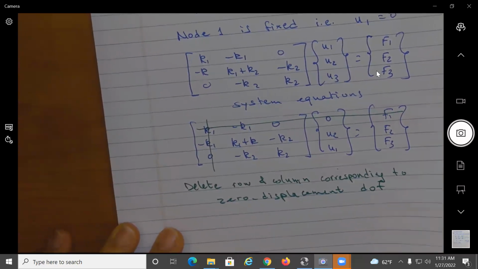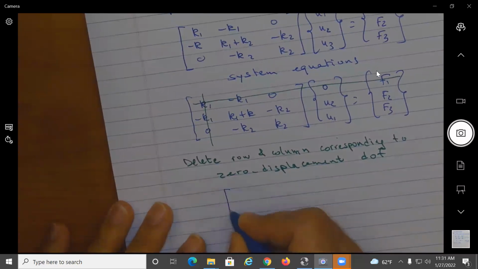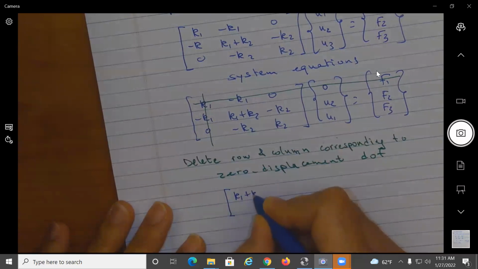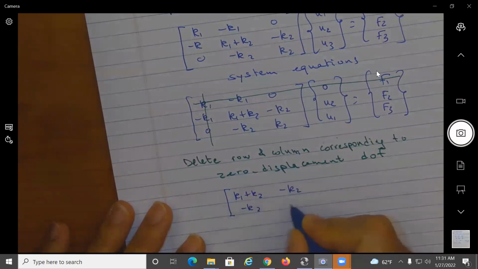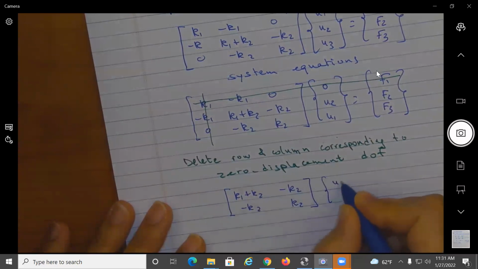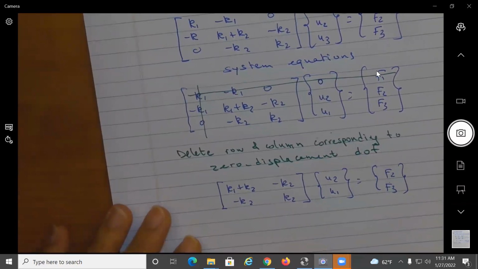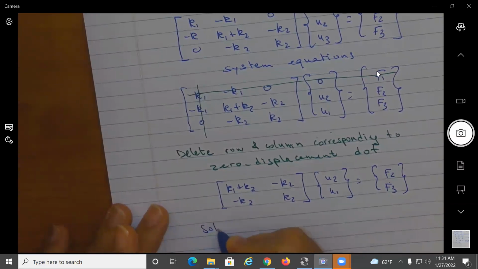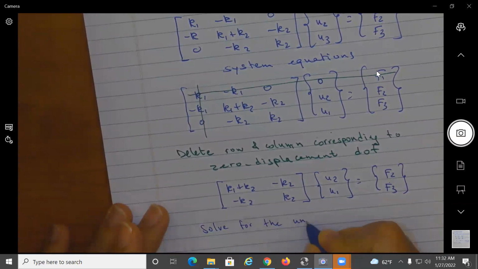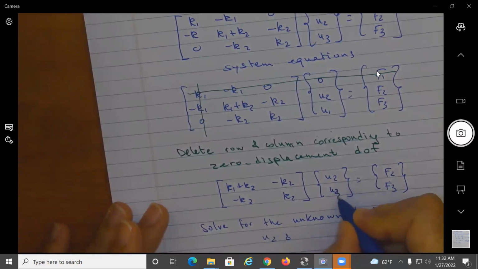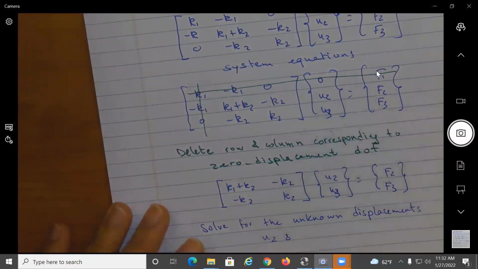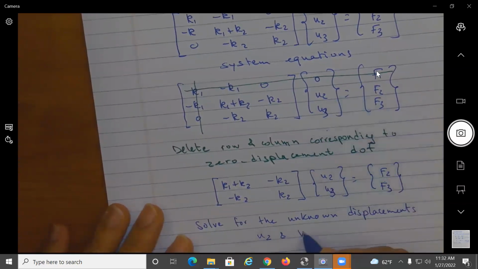Now we can start solving for the unknown in an easier way, because this would reduce my system to K1 plus K2, minus K2, minus K2, and K2, multiplied by U2 and U3, equal to F2 and F3. And F2 and F3 are knowns. So now we can solve for the unknown displacements. I'm sorry, I had a typo here. That's a 3 and this is a 3. U2 and U3.